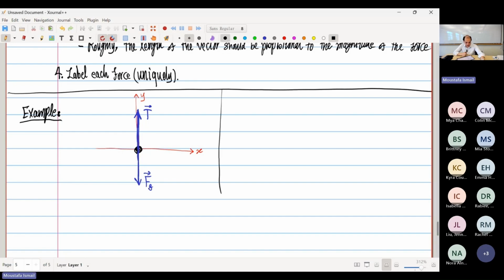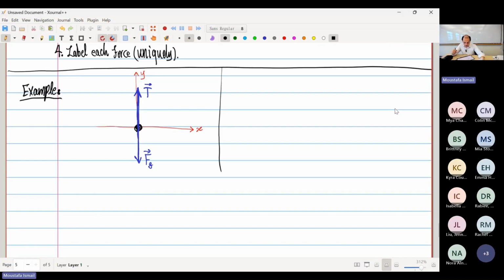Another example, it says a rope pulls a skier up a snow-covered hill at a constant speed. Draw a free body diagram of the skier. Okay, in this case, the hill is tilted a little bit, so the coordinate system is going to be tilted as well, at an angle theta. The x and y coordinates, I can tilt them accordingly, x and y. And then the skier is a point at the origin.